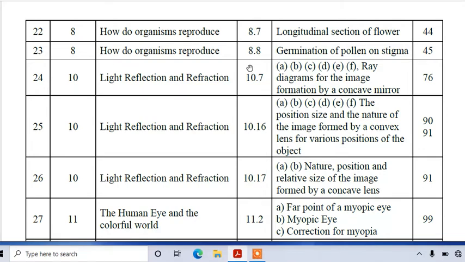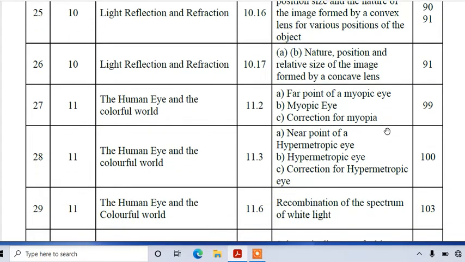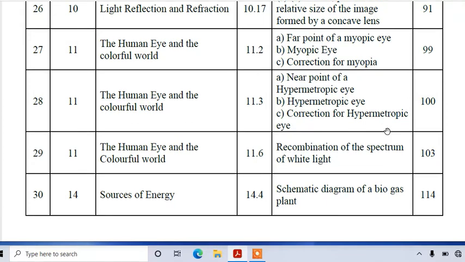So practice figure number 10.7 and 10.16. Next, from the same lesson, nature, position and relative size of image formed by concave lens. Concave lens, convex lens, both the diagrams are important, so practice all the diagrams from the chapter light, reflection and refraction.